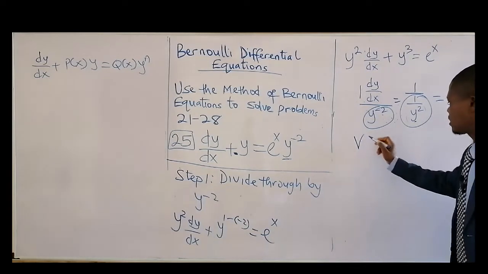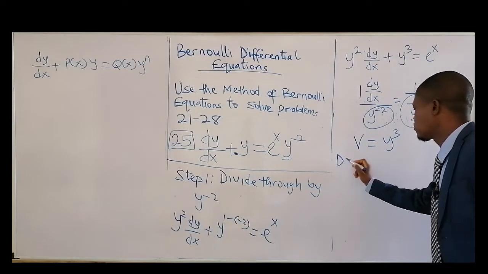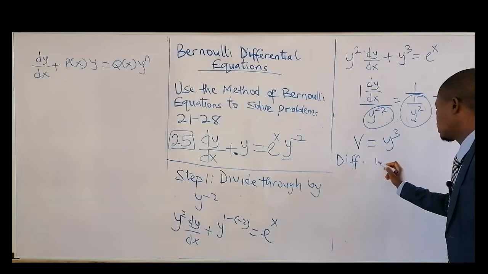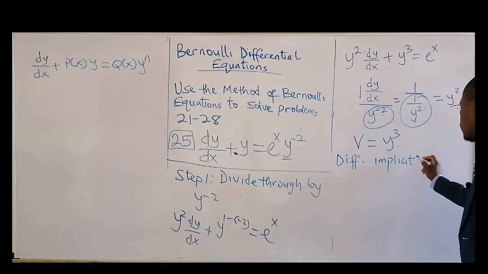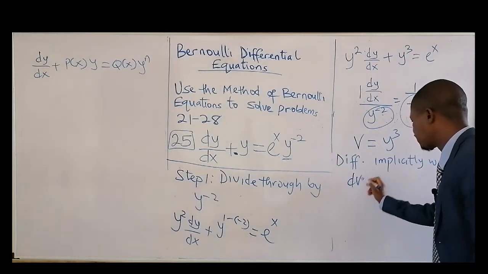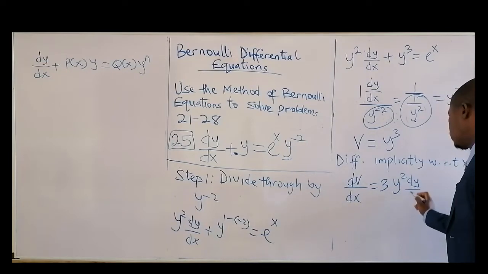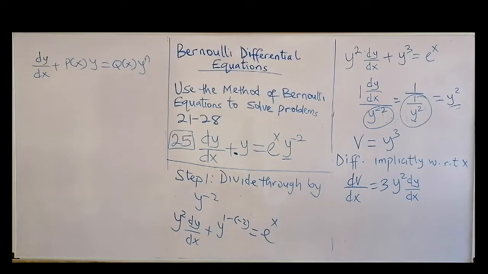Then make substitution. Let y to power 3 be v. Then differentiate implicitly with respect to x. So that will be equal to dv/dx equal to 3 y squared dy/dx. The 3 will go to the front, then the function again, minus 1. Okay, call this one star, call this one double star, call this one equation 1.